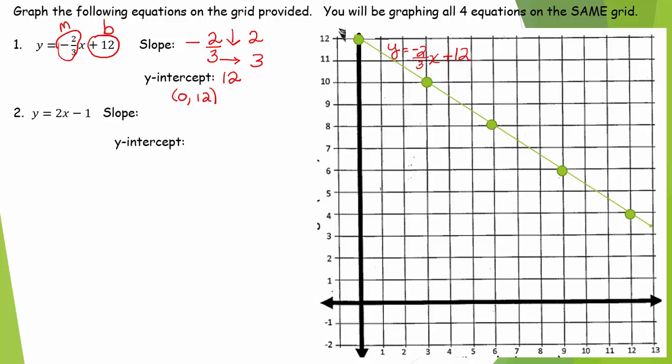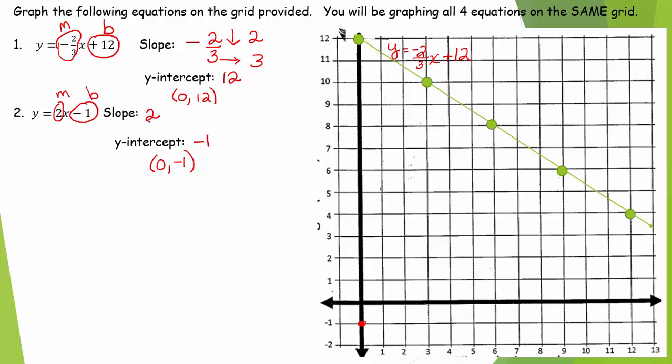For the next one, again, it's in the right form, y equals mx plus b, so we can pull our slope and our y-intercept right from the equation, which is nice. Our slope is 2, and our y-intercept is negative 1. It's that constant at the end of that equation. So if our y-intercept is negative 1, we know the coordinates for our y-intercept are 0, negative 1. So I'll go ahead and plot that. 0, negative 1. There's our y-intercept.